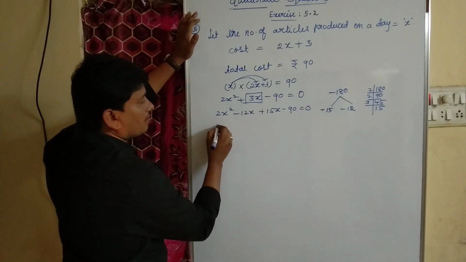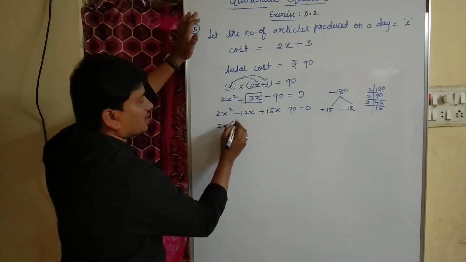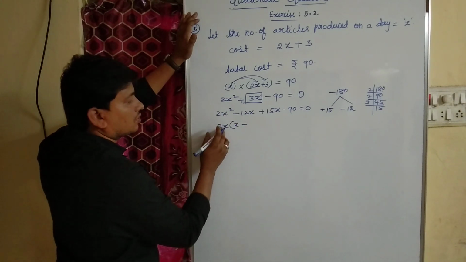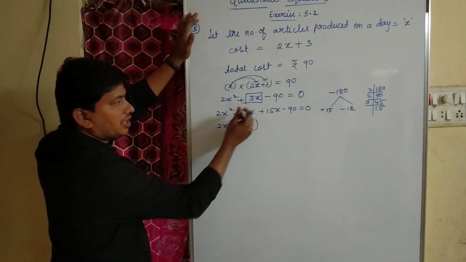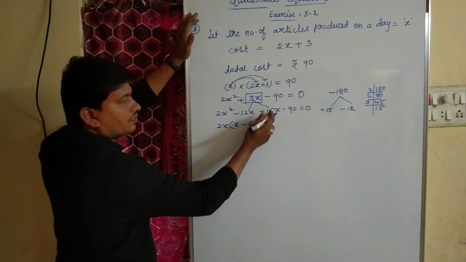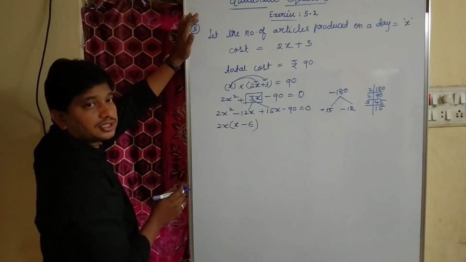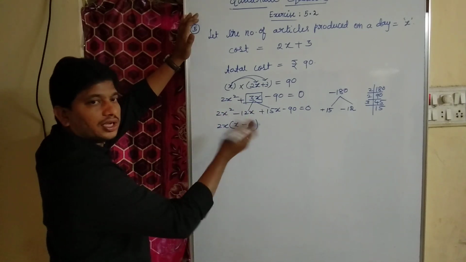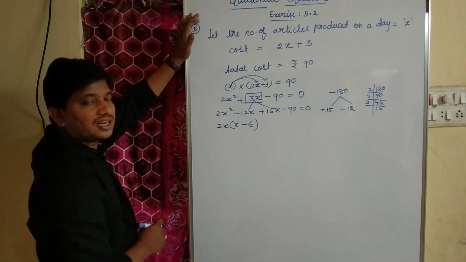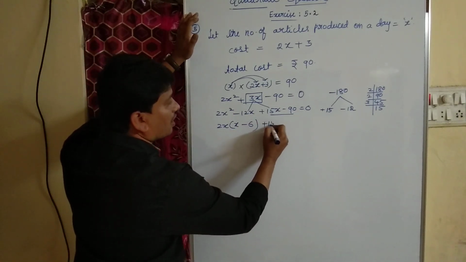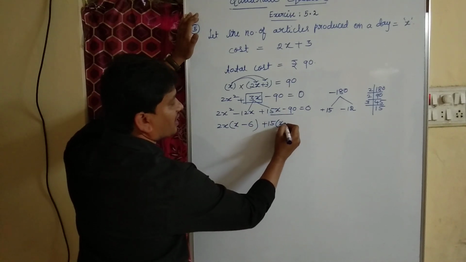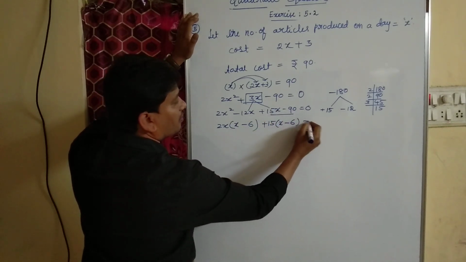So from these two terms I can take 2x as common, 2x into x, 2x square, 2 6 are 12x. Children, you can see here as we want 3x, so 15 minus 12, which is 3x. So I can write in reverse order also. Order is not important. Now from these two terms I can take 15 as common, 15 into x, 15x, and 15 6 are 90.